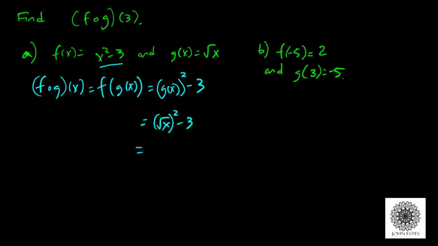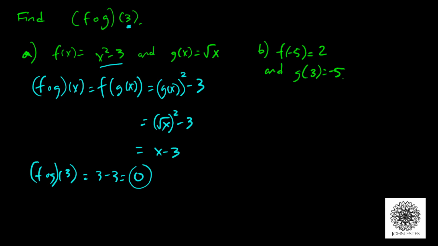And the square root of x squared is x, so we get x minus 3. So if I plug in the value of 3 into this new function, because x minus 3 is the function that I got when I composed x squared minus 3 with the square root of x, I get 3 minus 3, which is 0. So that means when I plug in 3 into this function, the output is 0.